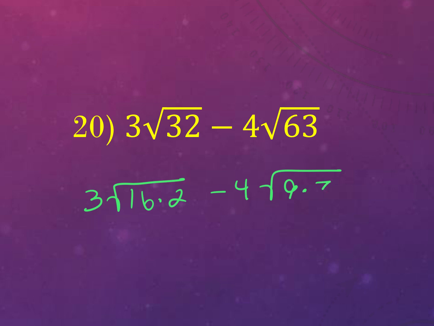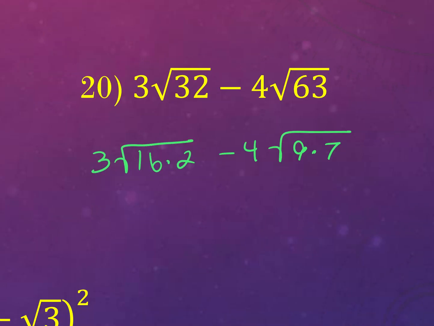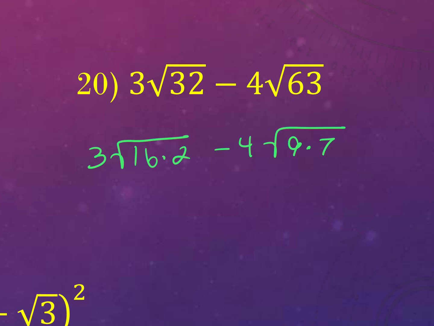9 and 7. Agreed? Okay. All right, so let's just simplify. What's the square root of 16? 4. So I'm going to bring that out and multiply.